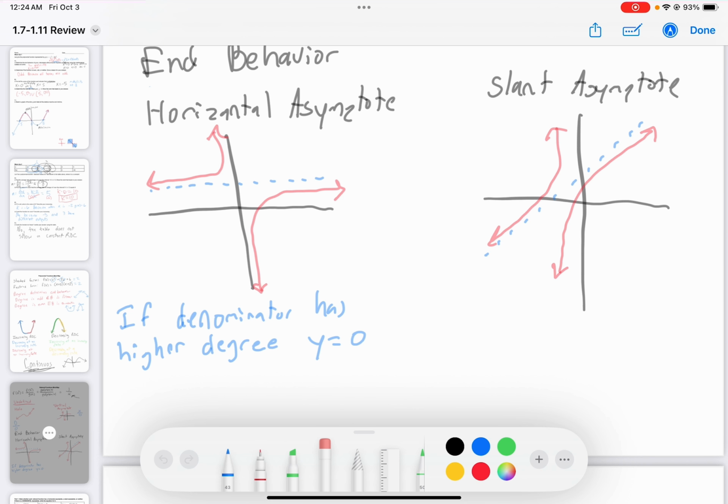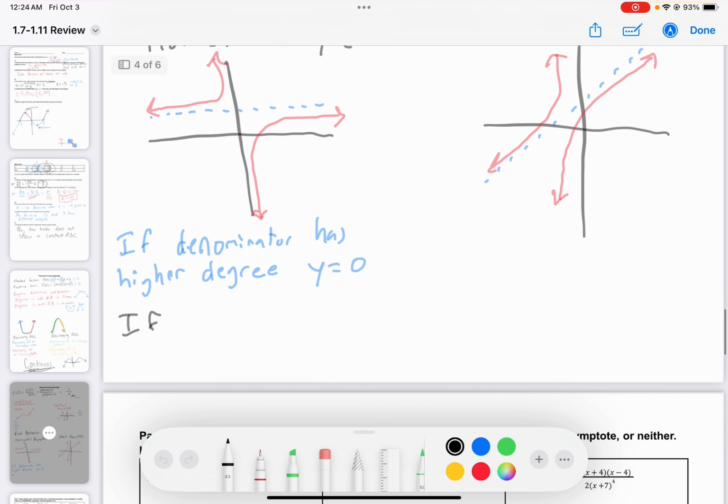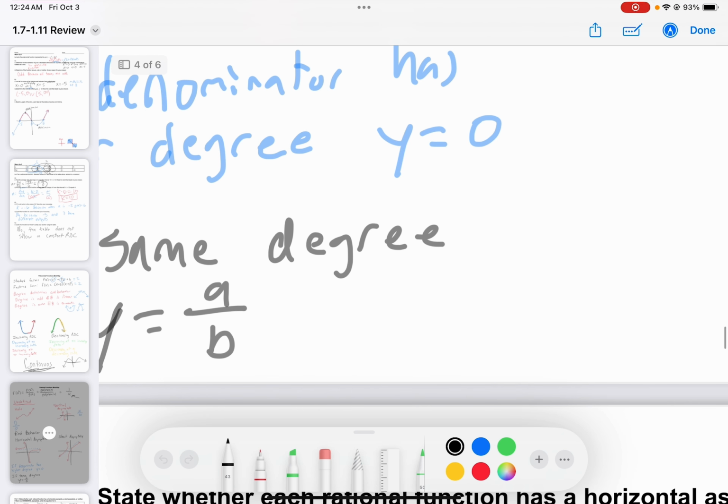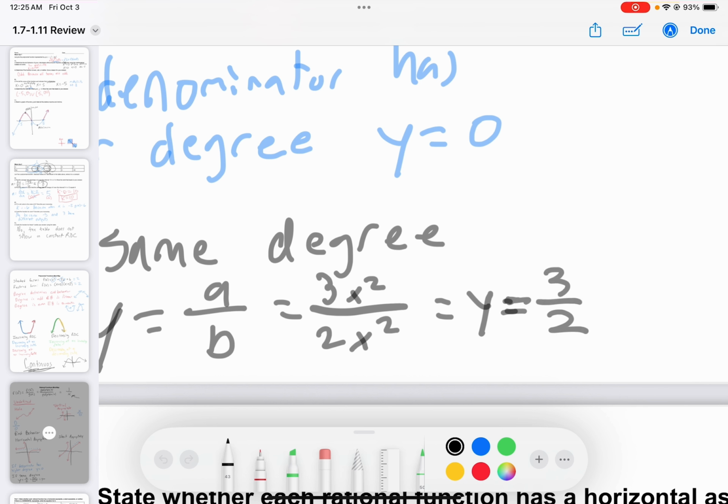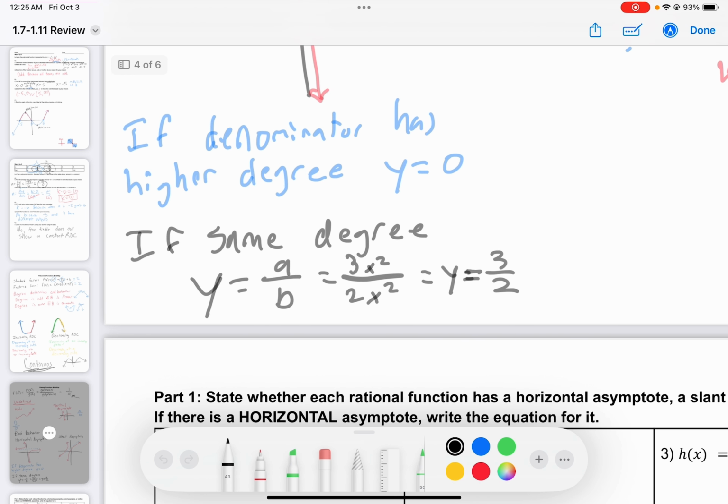Now, if same degree, I'm going to get a horizontal asymptote at y equals a over b, where a and b are the leading coefficients of the polynomial. So say I had something like 3x squared over 2x squared. These are the same degree. I would have a horizontal asymptote at 3 over 2, the leading coefficients.